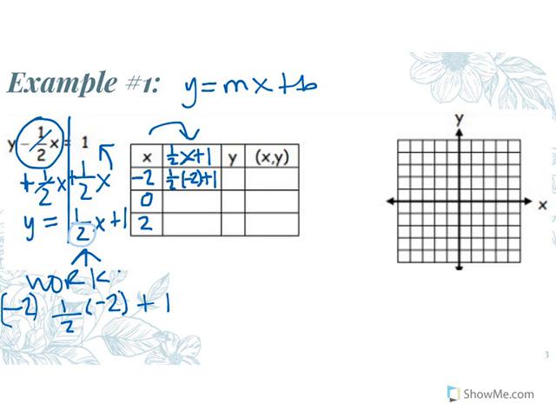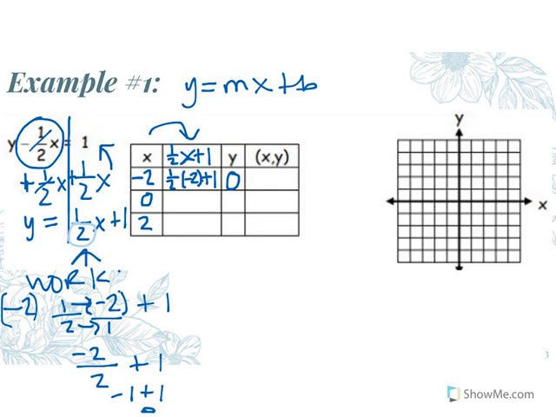In order to make this negative 2 a fraction, you put it over 1. When we multiply fractions, you just multiply straight across. So we get 1 times negative 2 on the top, which is negative 2. 2 times 1 is 2, and then plus 1. Let's simplify that fraction first. Negative 2 divided by 2 is negative 1. Then we add 1, and we end up getting 0. So we're going to plug in 0 for our y.